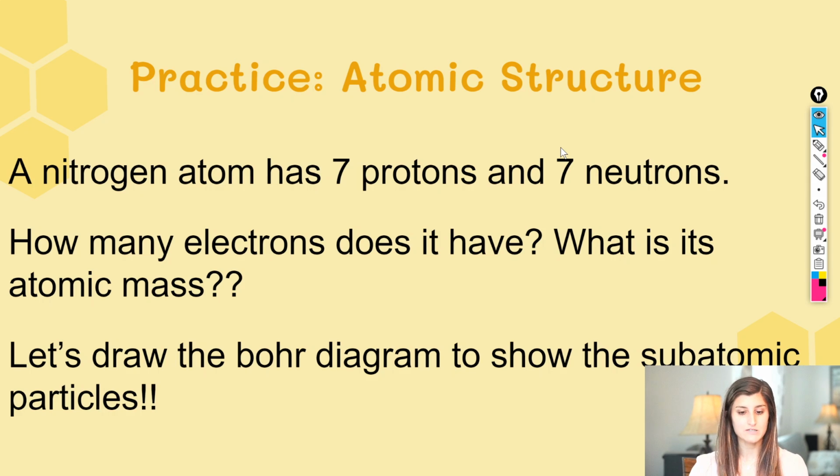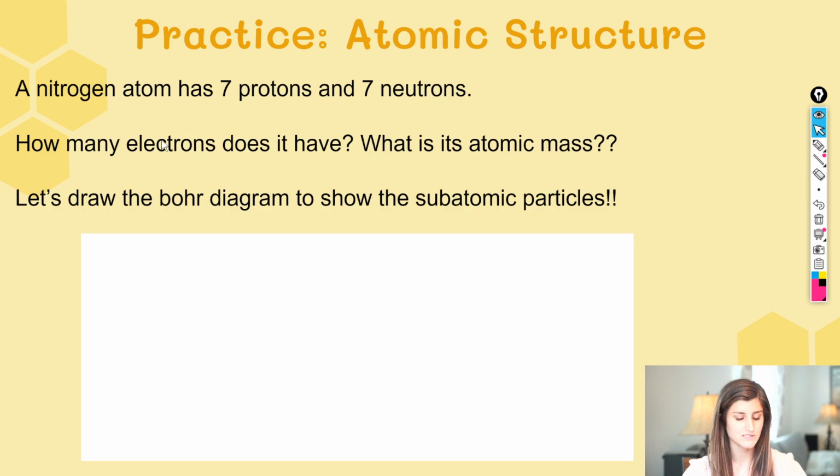So what we're going to do now is a little bit of practice. The nitrogen atom has 7 protons and 7 neutrons. How many electrons does it have? What is its atomic mass? And we want to draw something called a Bohr diagram. A Bohr diagram is going to be showing all of these subatomic particles and how we can show that in a diagram, in a model, in a drawing. So we're going to be working on that. So let's answer these questions. If the nitrogen atom has 7 protons, then how many electrons does it have?